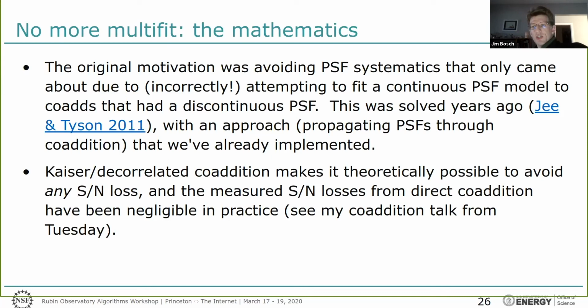I think Gary and Tyson were the first ones to really point it out. By propagating the PSFs through coaddition, we've implemented that. It mostly works. I've also talked about on Tuesday how with Kaiser or decorrelated coaddition, it's at least theoretically possible to avoid any signal-to-noise loss. And I think the small-scale demonstrations of that have borne that out. But more importantly, I think the measured signal-to-noise loss from direct coaddition has been negligible in practice, at least for this purpose.